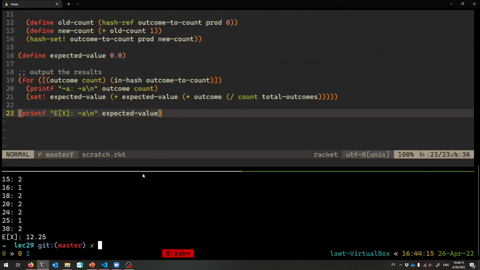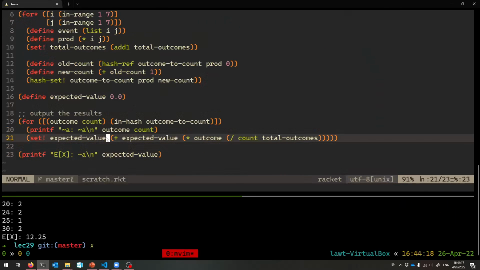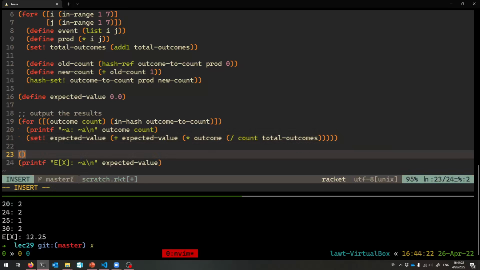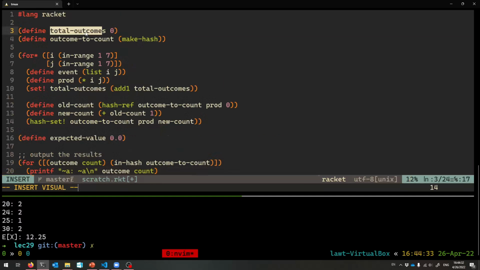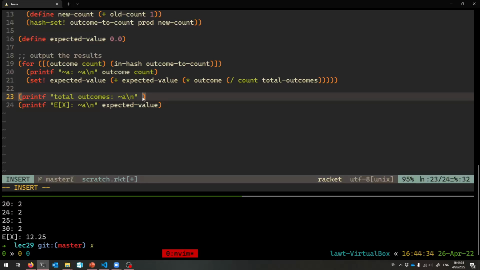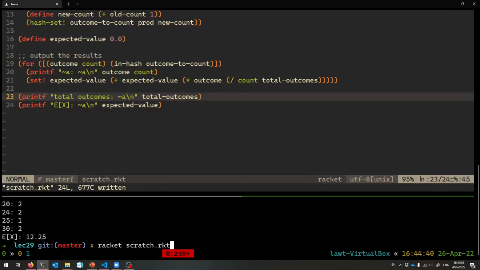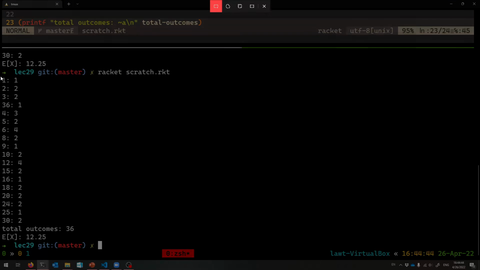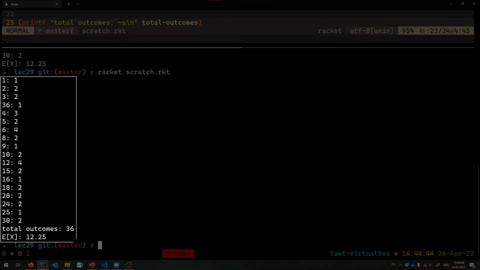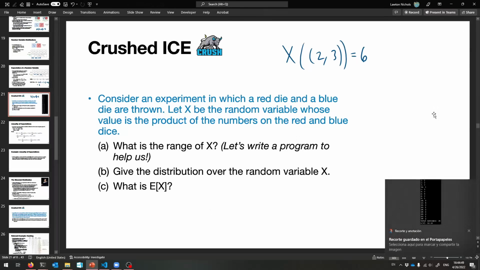Okay, so maybe we can print that, in fact. Print total outcomes. I'm keeping track in this variable called total outcomes. So let's print that here. There we go. So there's 36 possibilities. So let's replace our picture with this better one. There we go.